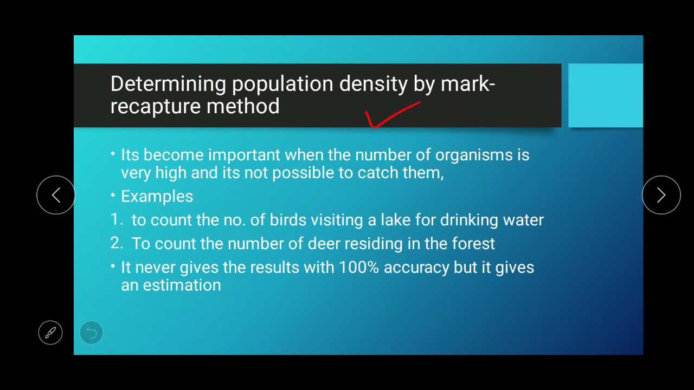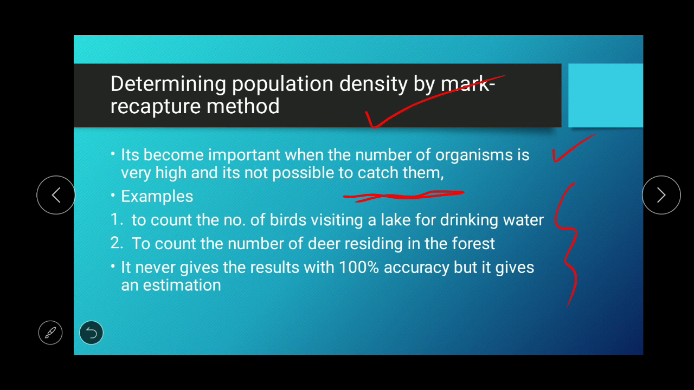So, determining population density by the mark recapture method. It becomes important when the number of organisms is very high and it is not possible to catch them. For example, if you have to calculate the number of tigers in a forest, you can't catch them and count them individually. So here the mark and recapture technique becomes important and useful. Here two examples are there. First, to count the number of birds visiting a lake for drinking water. Suppose beside your house a lake is there and birds are coming there for drinking water, and it is not possible for you to count them individually and know their number. So you have to use the mark and recapture method.